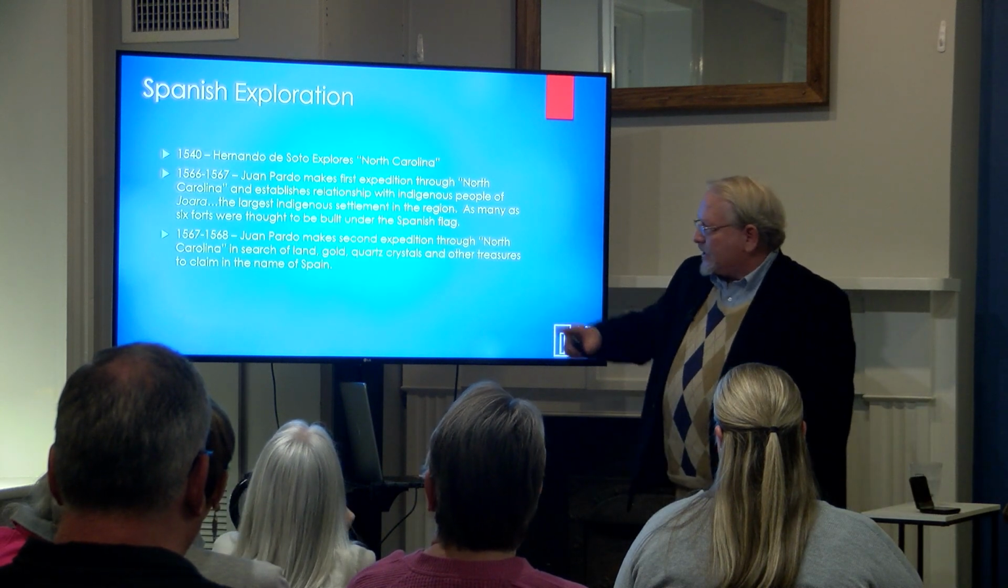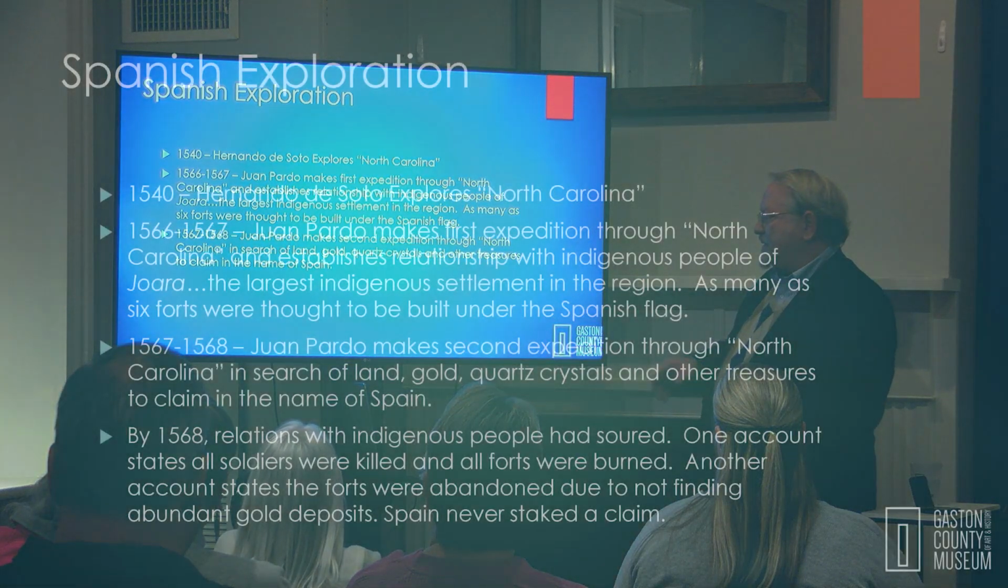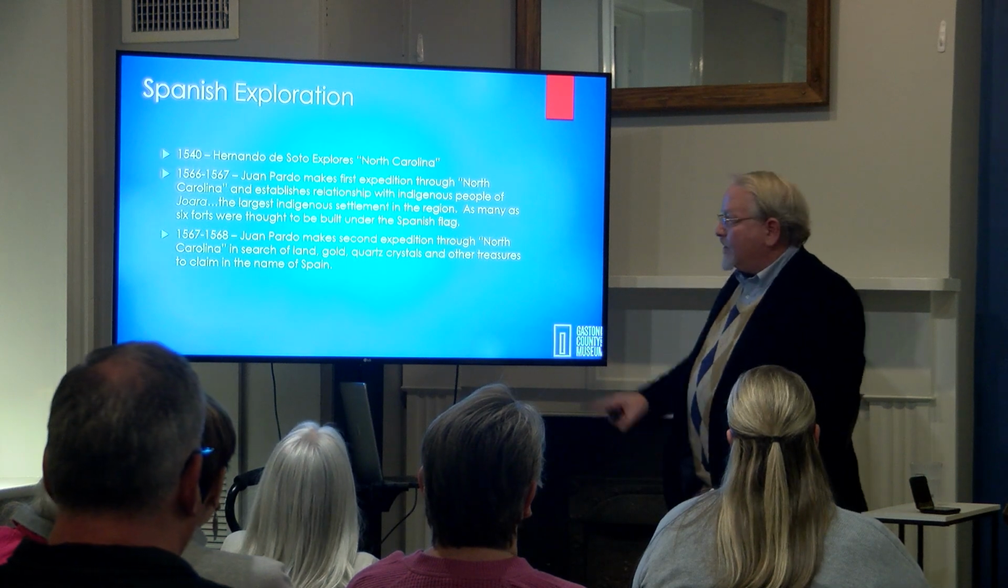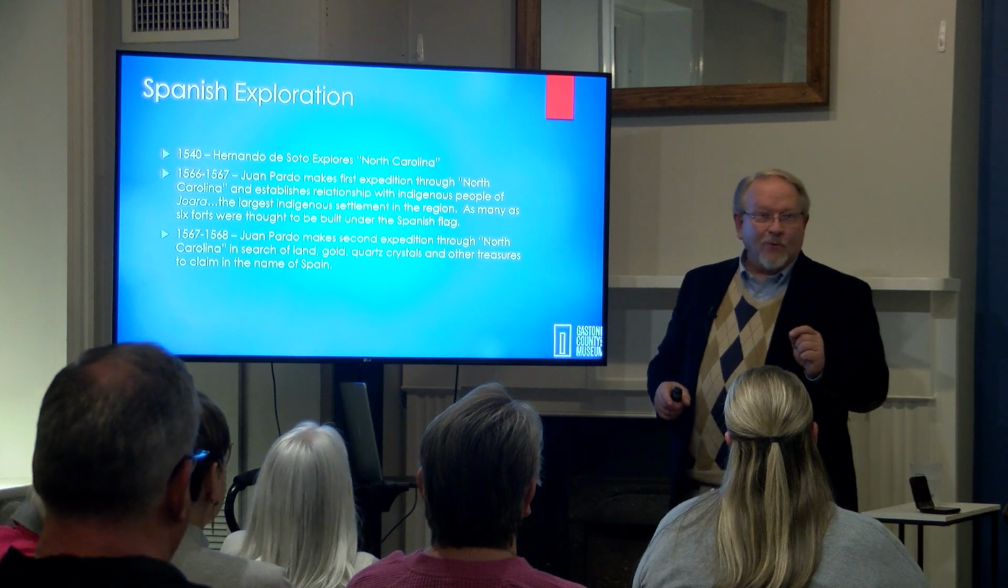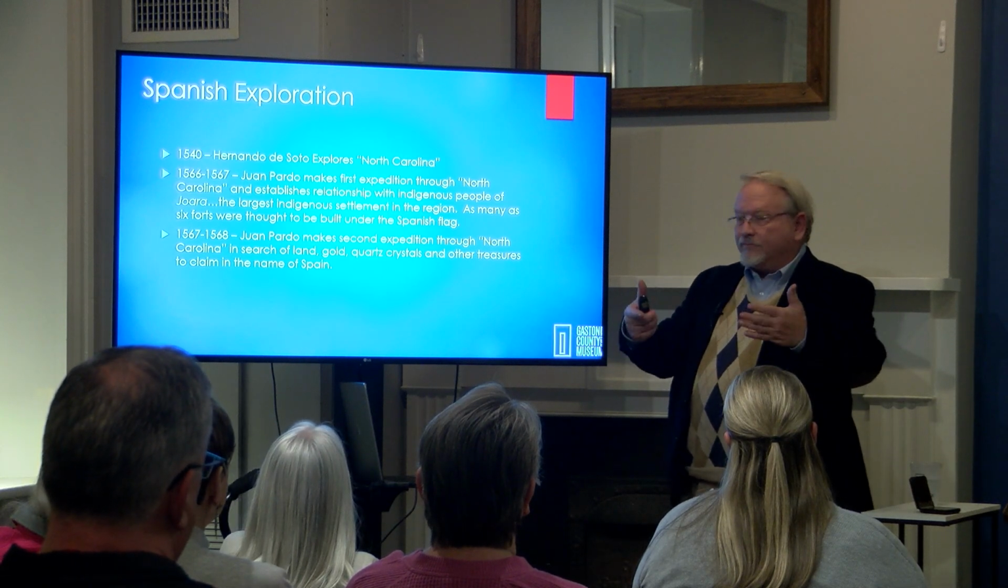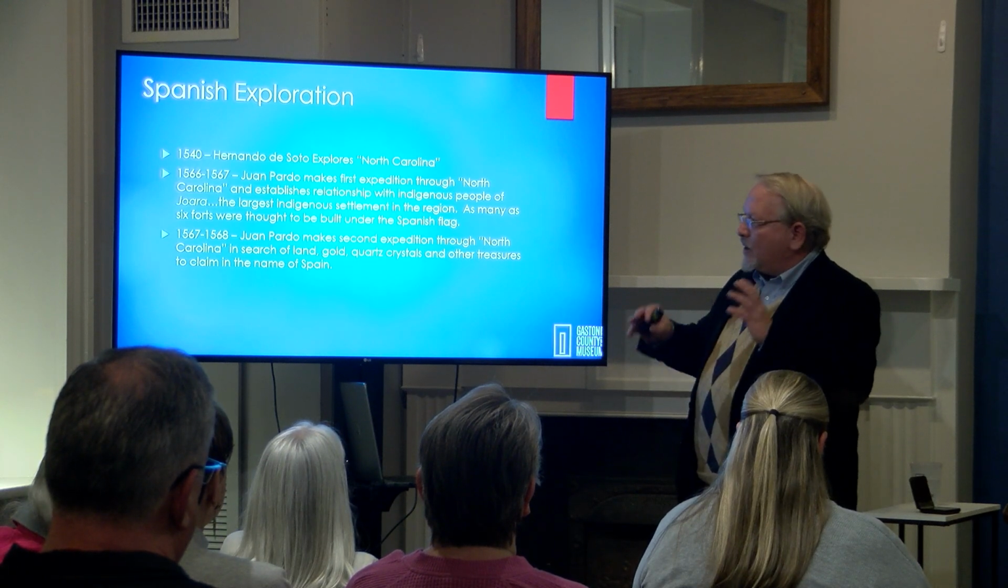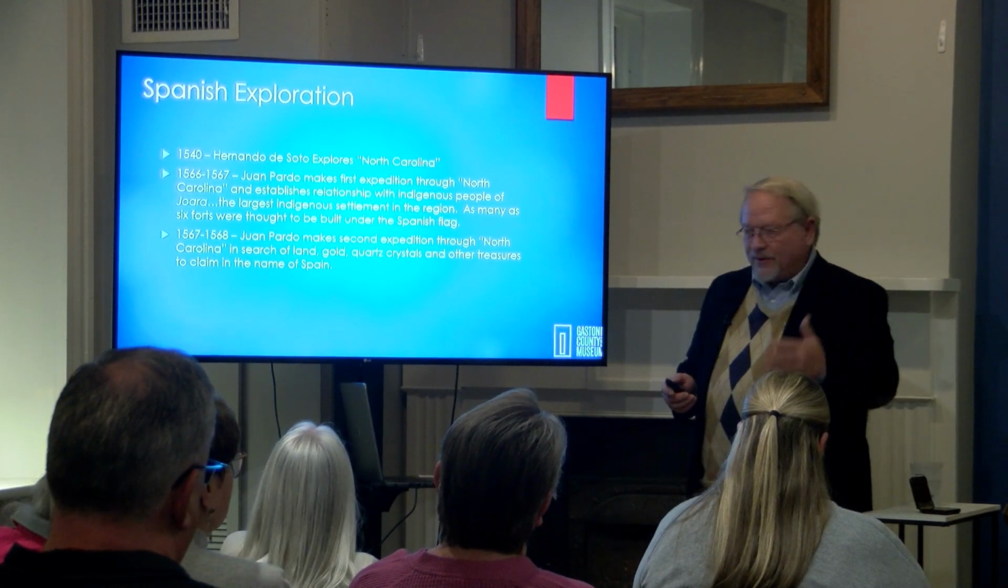When he came back for his second expedition, it was 1567 and 68, he was not looking for land necessarily, but he really fell in love with quartz crystals. And I don't know if he mistook that as diamonds or it looked like diamonds to them, but we had an abundance of quartz crystals in this area. And so he came looking for quartz crystals, along with gold and everything else, but quartz crystals was specifically on Juan Pardo's list. And I don't know if that was from the Spanish throne, or if that was something he personally was looking for, but that was in his notes.